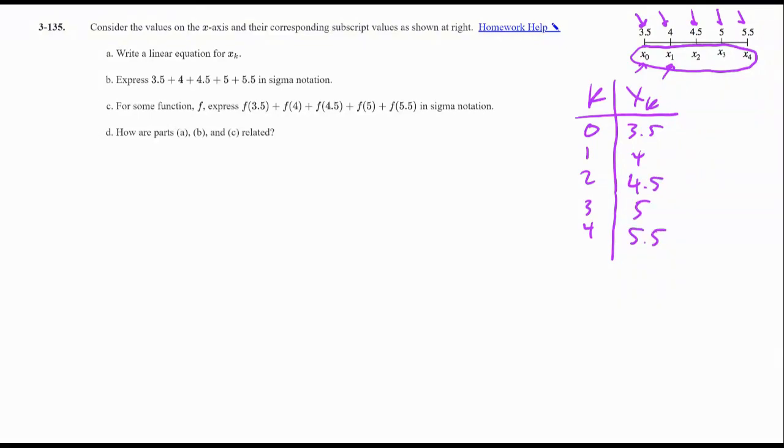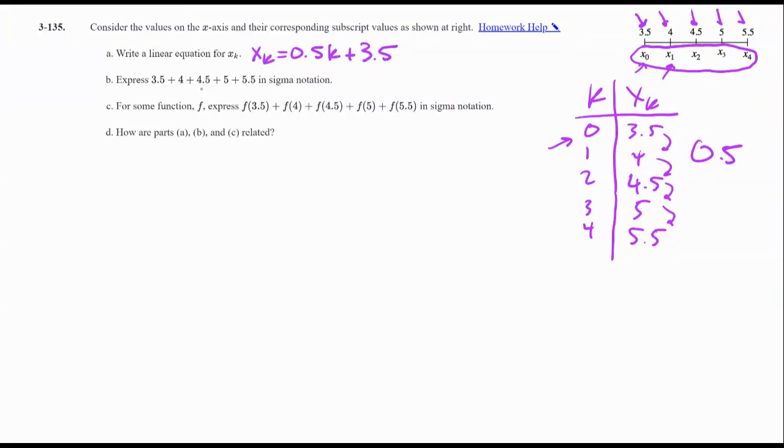And when I'm trying to find a linear equation here, I first got to find the slope, or what is the constant rate of change. In this case, it's going up by 0.5. And then my intercept here, or where I'm starting, is 3.5. So my linear equation here will be x of k equals 0.5k plus 3.5. So that's my linear function.